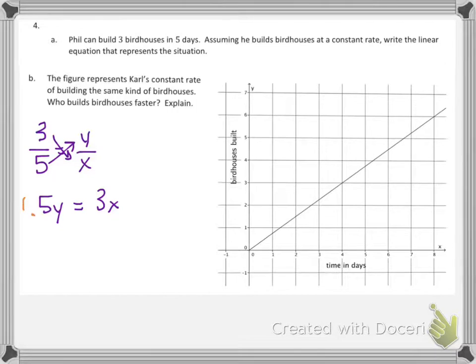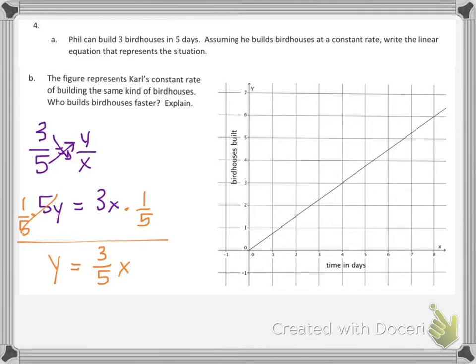And then I'm going to multiply by reciprocal. So I'm going to multiply by 1/5 to isolate the y. The 5's cancel. I get y equals 3 times 1/5 is 3/5 x. And that is my equation. Y equals 3/5 x. And that's part A. The figure represents Carl's constant rate of building the same kind of birdhouses.